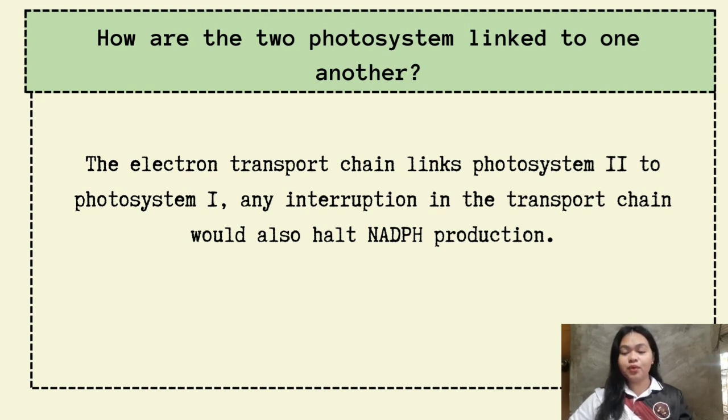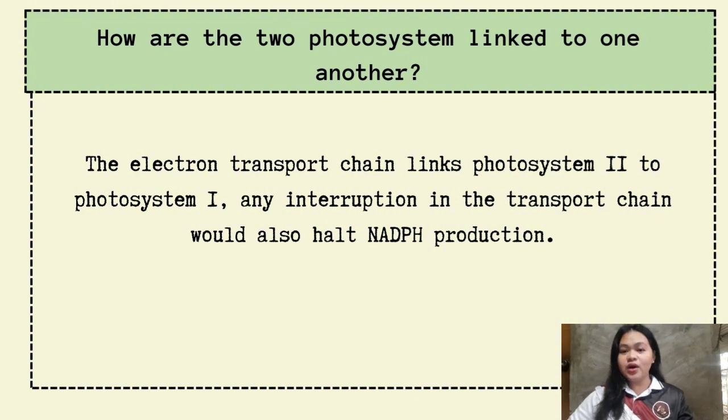So nakalink si photosystem 2 to photosystem 1 to each other because yung electrons from the photosystem 2 is ginagamit ni photosystem 1 para makapag-produce ng NADPH. And once na nagkaroon na interruption sa process ni photosystem 2, may interrupt din si process ni photosystem 1. So now, maybe merong mga nalilito kung bakit tinawag na photosystem 2 si photosystem 2 kahit na nauuna siya.